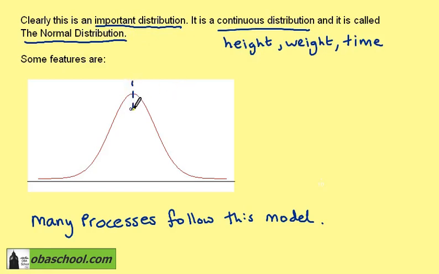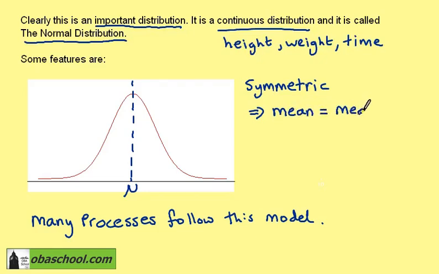Some of its features are the fact that it is symmetric about a mean value. Which means that the mean of the distribution is equal to the median of the distribution, which is equal to the mode of the distribution.